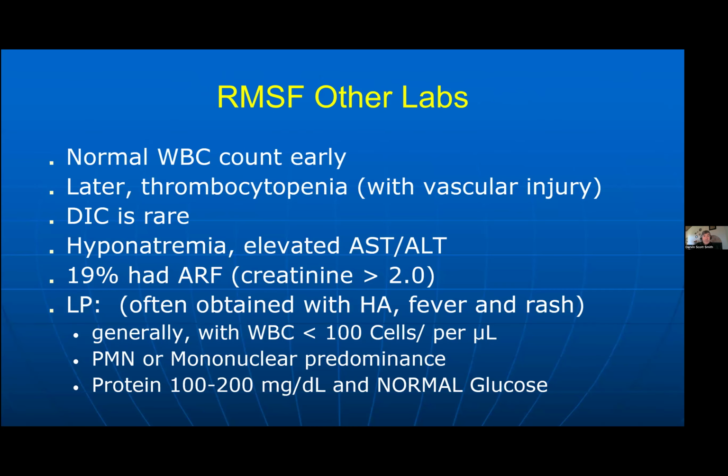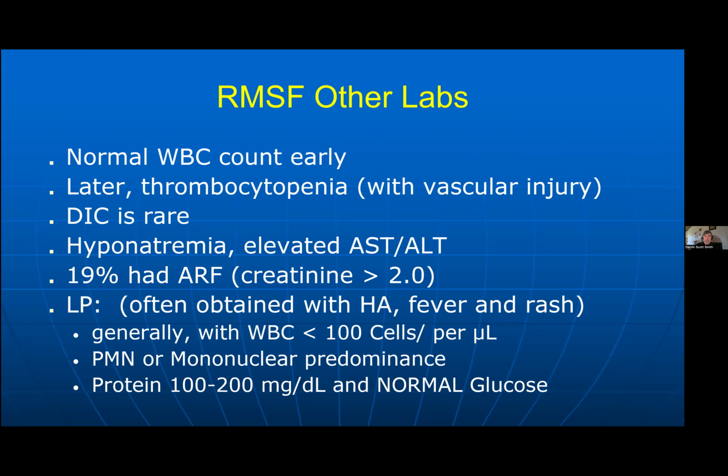So other labs, normal white count is often observed early on. Later, in a lot of tick-borne diseases, thrombocytopenia can be a prominent feature. So think tick-borne diseases with vascular injury if there's thrombocytopenia. DIC is rare. Hyponatremia and elevated transaminases are also observed.